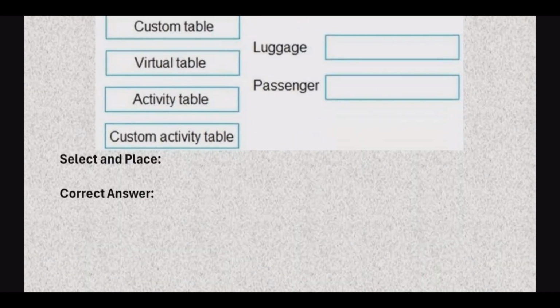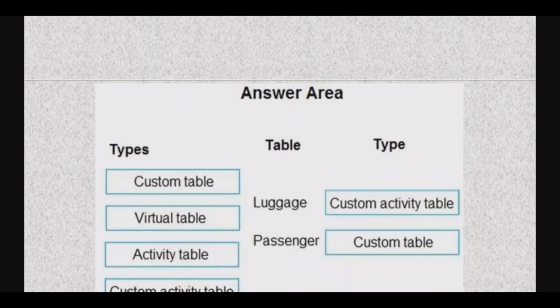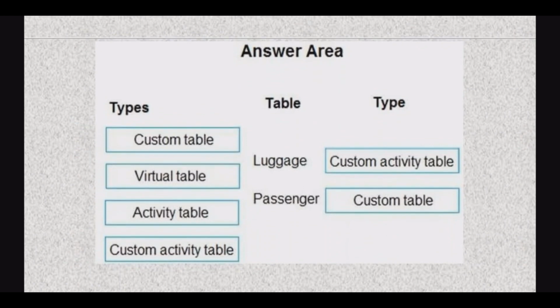Now, look for the correct answer. The correct answer for the table luggage, the type is custom activity table, and the correct answer for the second table passenger, the type is custom table.